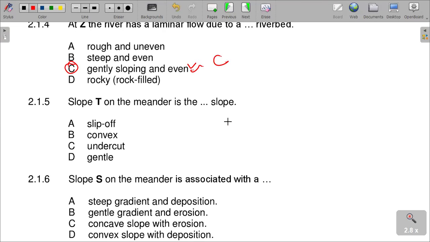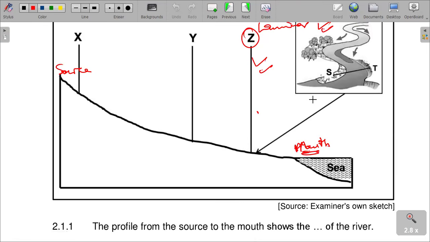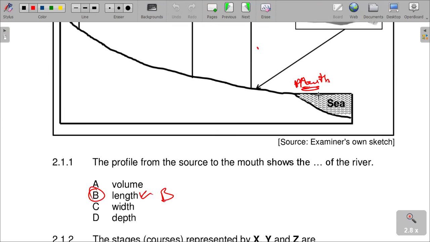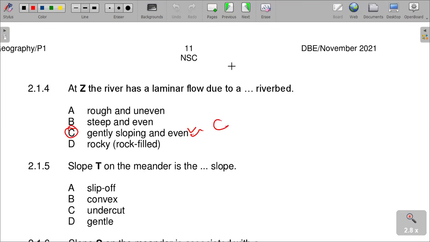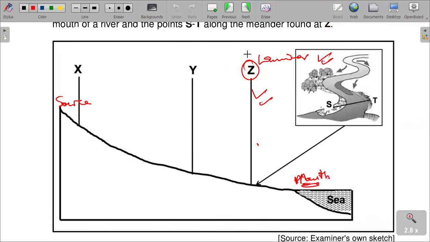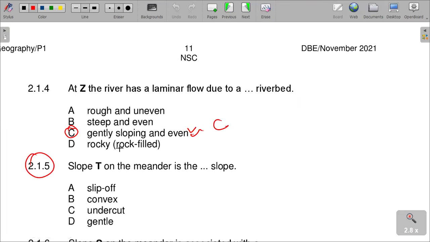2.1.5: slope T on the meander is a dash slope. We always have these questions to do with the meandering of the river channel. We have the slip-off, we have the undercut, and so forth. Slope T, as you can see, is an undercut, which is letter C.